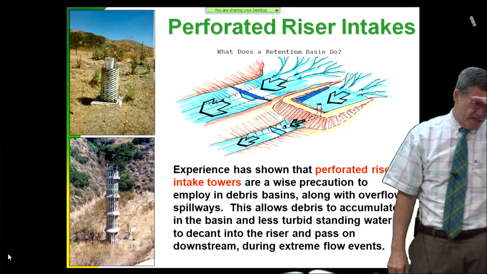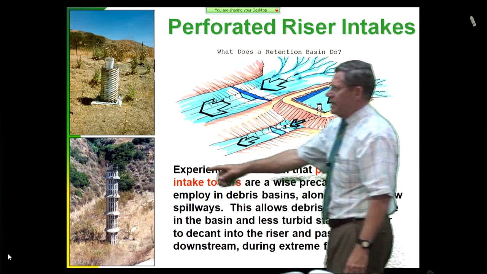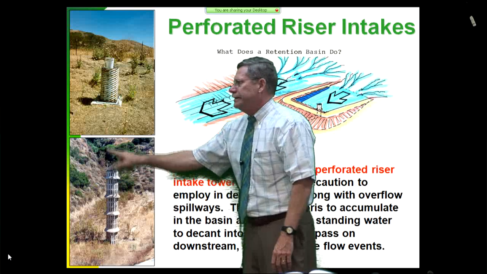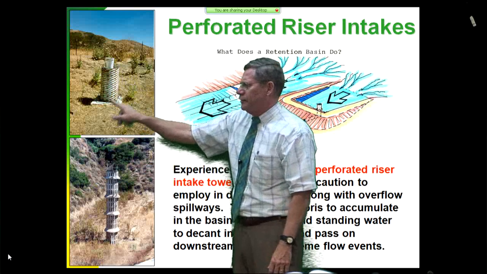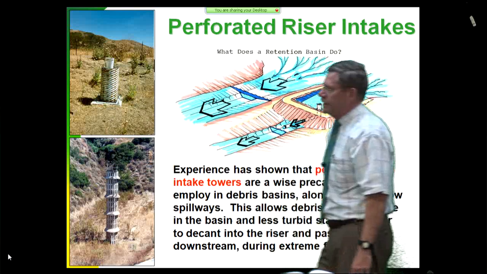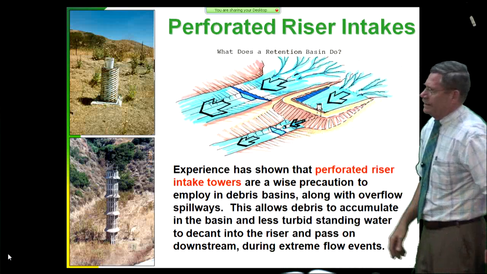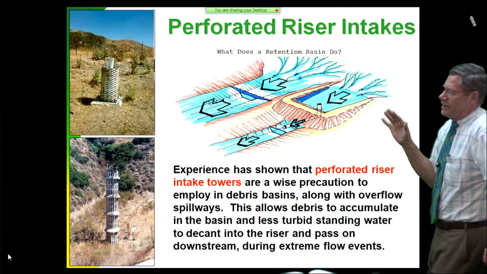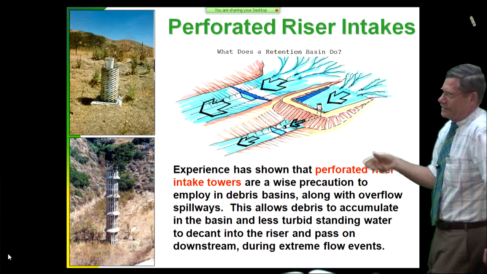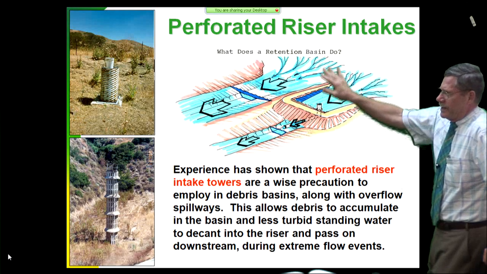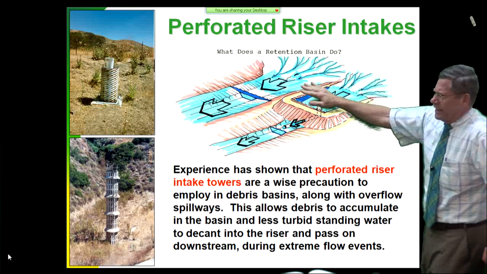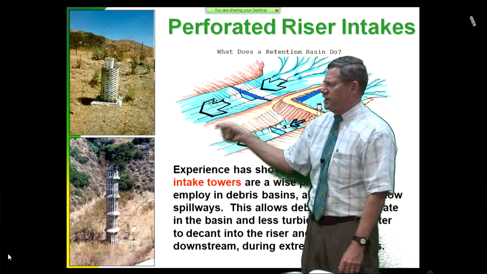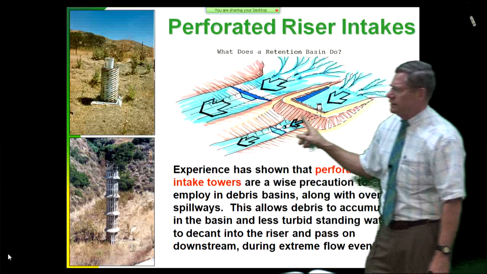Perforated riser intakes. These are just some typical examples. This is one that's reinforced concrete, perforated riser. This is one that's made out of corrugated metal pipe that we've burned holes in. Any of these perforated intake towers are going to have to be maintained over the long term. So a retention basin basically takes water and stores it so that you meter out the flow and don't overwhelm the channel downstream of the basin.